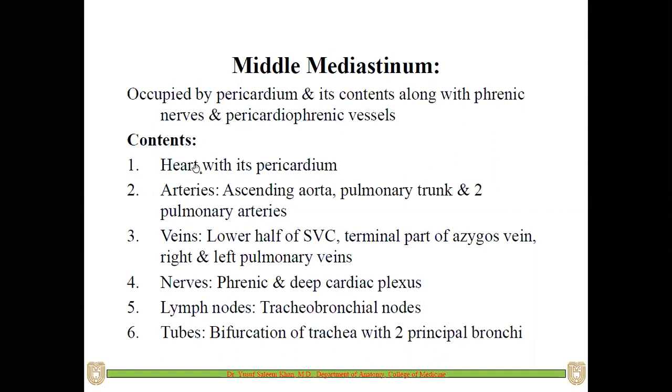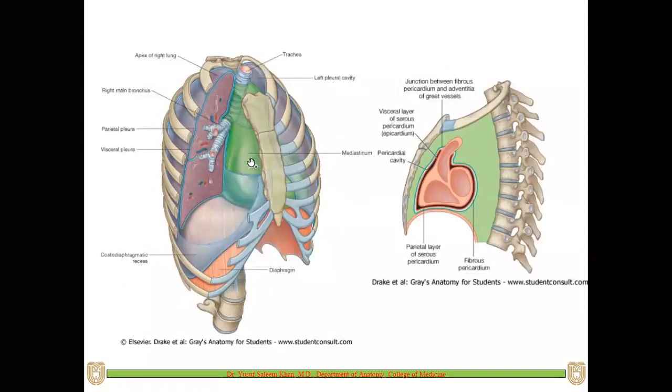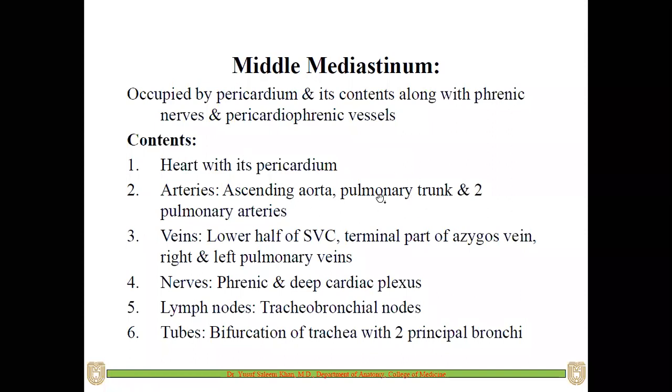So what are the contents? One is the heart. The main content of the middle mediastinum will be the heart with its covering, that is the pericardium. Okay. Then arteries, the ascending aorta, the beginning of the aorta. If you see here, this is the heart and its covering, the pericardium. So here is the ascending aorta. Okay, the ascending aorta, the pulmonary trunk and two pulmonary arteries will be part of the middle mediastinum. Veins, the lower half of the superior vena cava, the termination of the azygos vein, right and left pulmonary veins, all which are covered by the pericardium, all will be within the middle mediastinum.